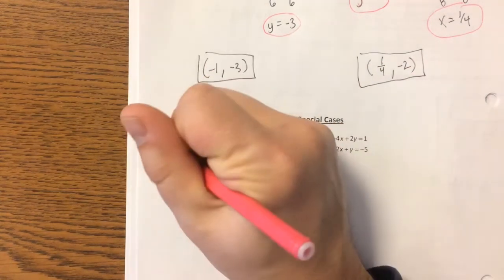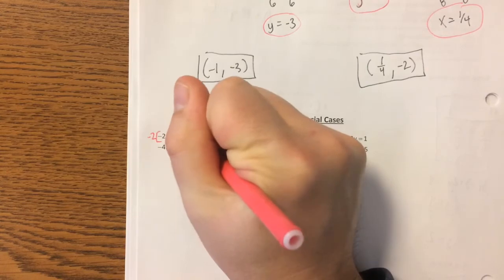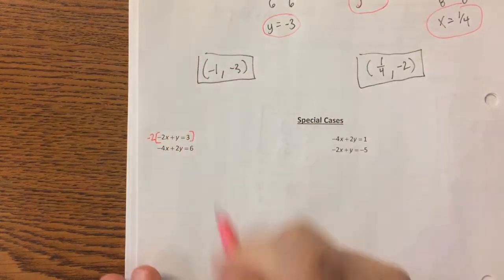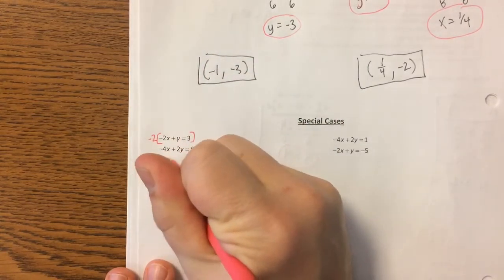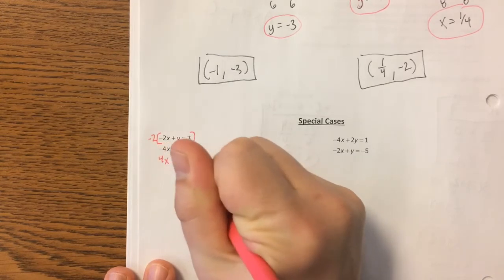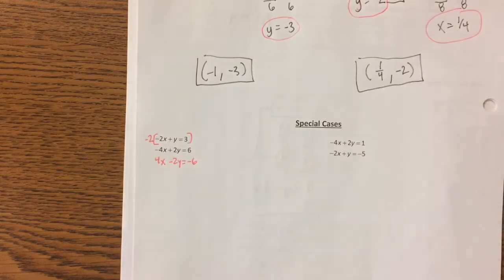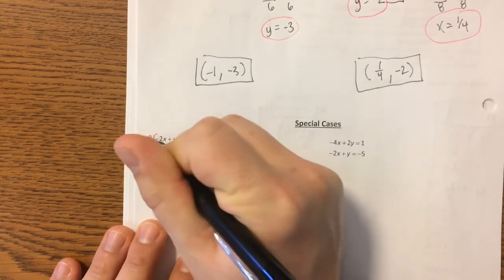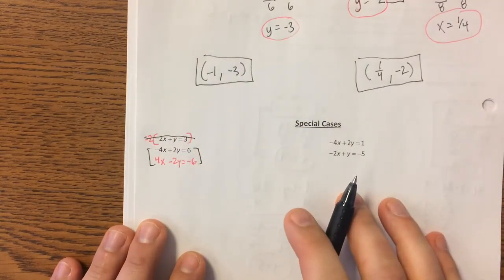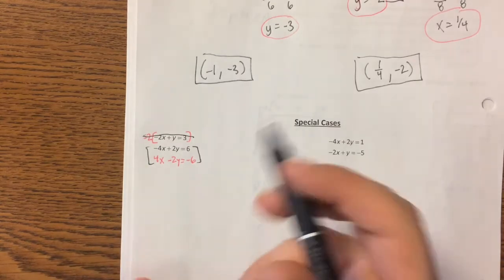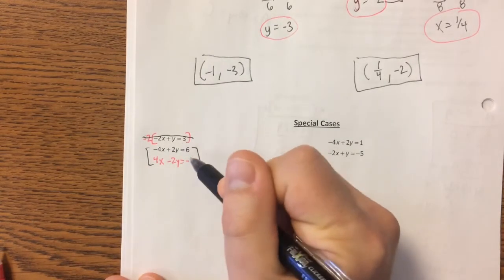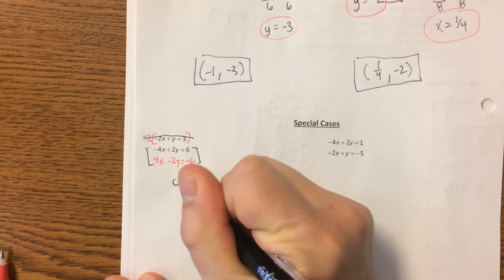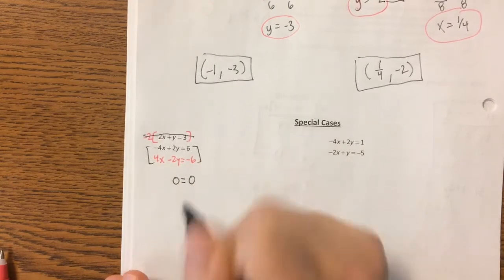Yeah, negative 2. If I multiply that top equation by negative 2, then I get 4x minus 2y equals negative 6. And you could probably see what's going to happen here. Right? If I add these two equations together, so here's my new system. I don't really need this equation anymore. Everything cancels out, right? I get 0, 0, 0. In other words, I get 0 equals 0.